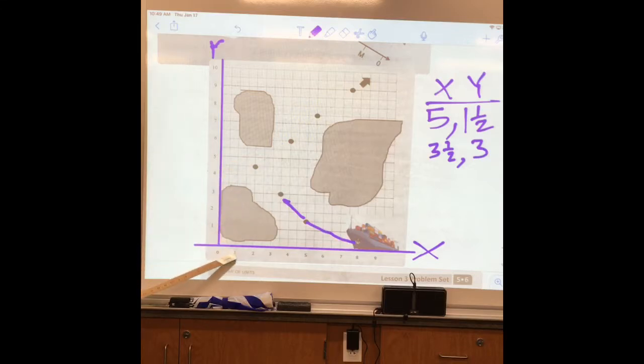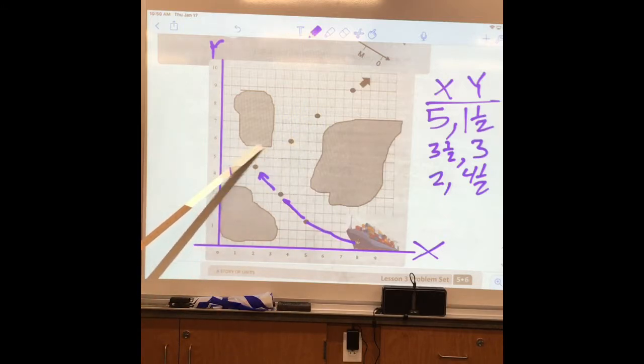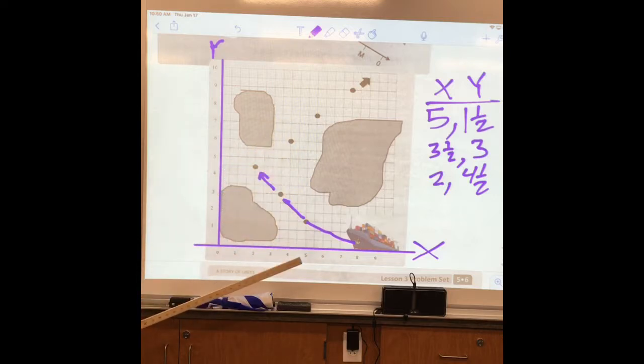Well, it's over 1, 2, right? And it's up 1, 2, 3, 4.5. So that would be 2, comma, 4.5. Now we got the captain there, right? Uh-oh, we better get the captain to turn the ship toward, I guess we would call it right. I don't know if that's port or starboard, I don't remember. So we want him to go there, right?